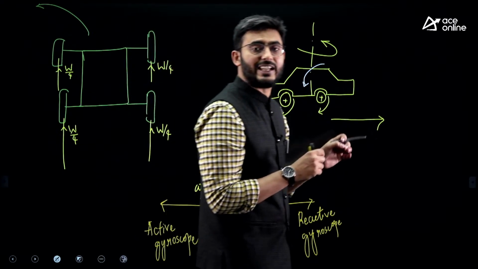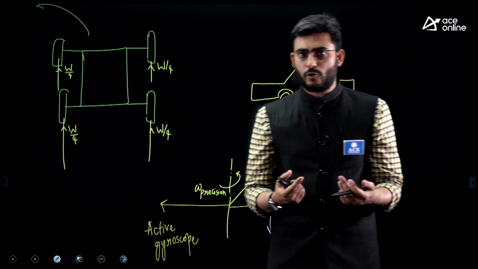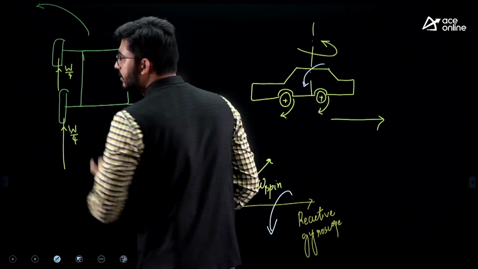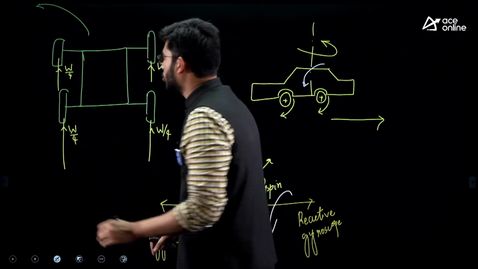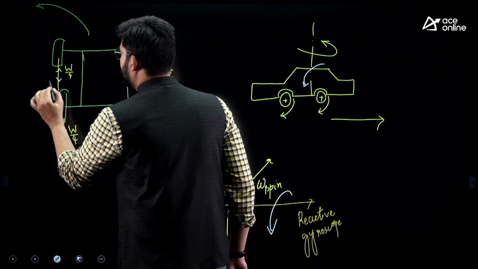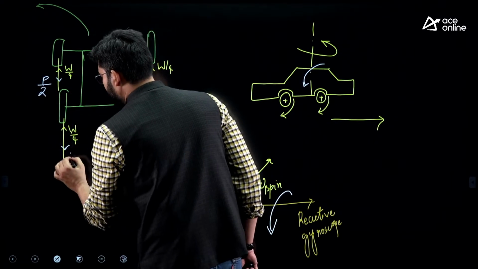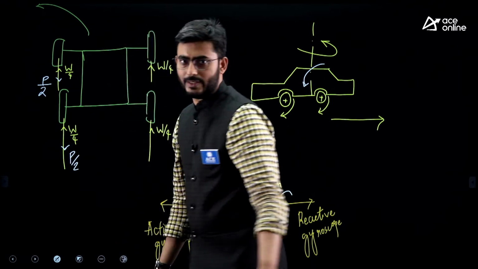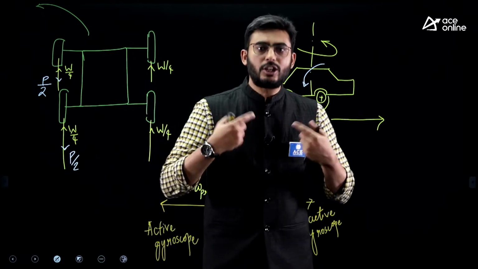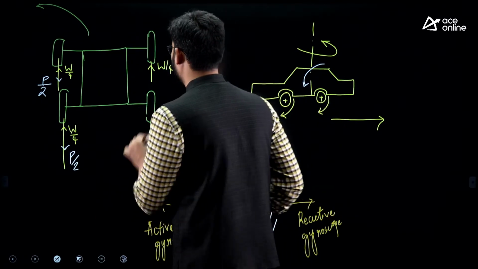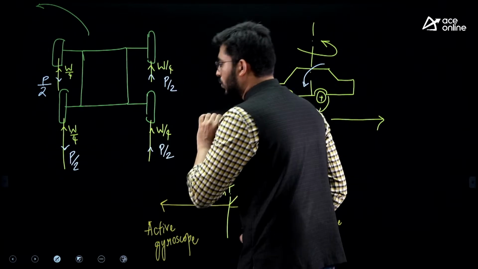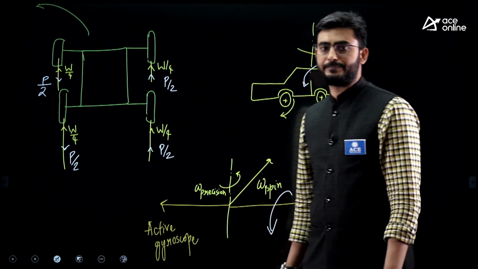Once the inner wheels are getting lifted, the reaction force on the inner wheels will be decreased. So if this is taking a left turn, these are the inner wheels, and the reaction on the inner wheels has to be decreased. This will be minus P by 2 and this will also be minus P by 2. And the outer wheels will be pressed against the ground. The reaction on the outer wheels will be increased. This will be plus P by 2 and this will also be plus P by 2. I hope everybody is clear.